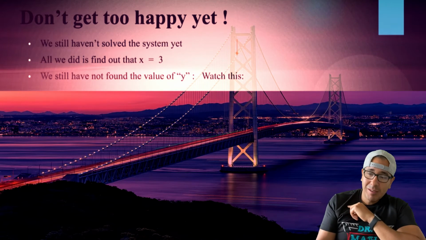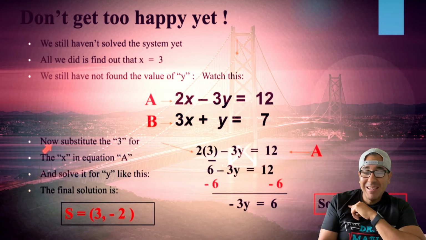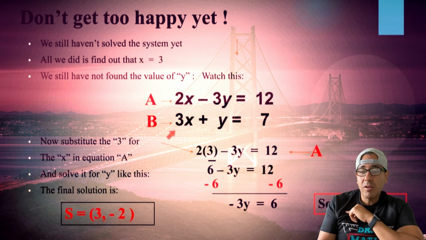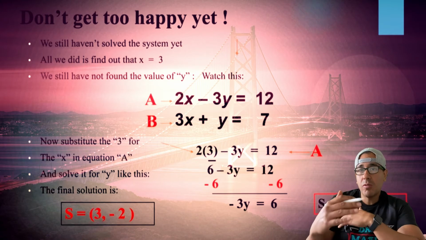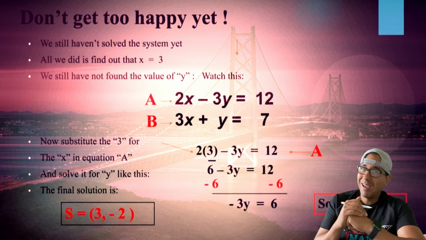So let's do this. Notice we have our original equations. Now we're gonna substitute the 3 for the x, because we know x equals 3. I pick one of the equations, and what I've done is I said, I'm gonna call this equation A, I'm gonna call this equation B, just so you know which equation I'm referring to, so you don't get lost and end up like this guy.